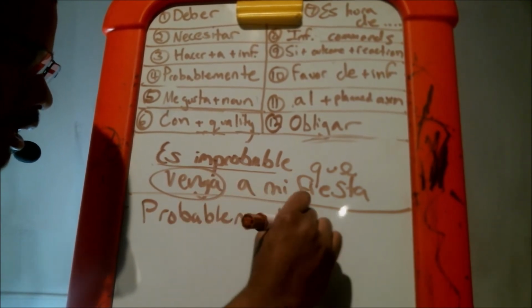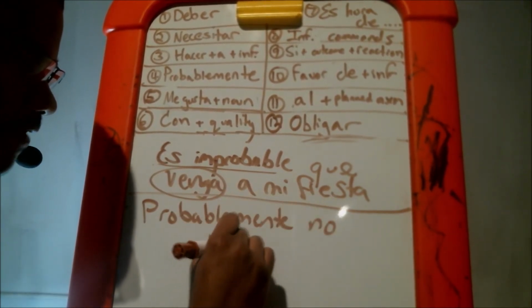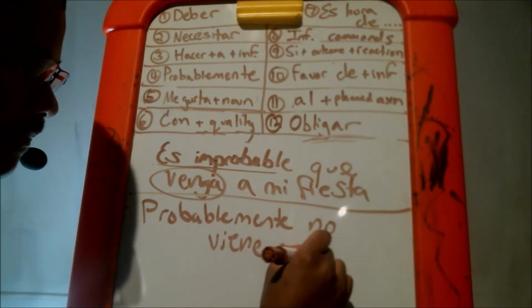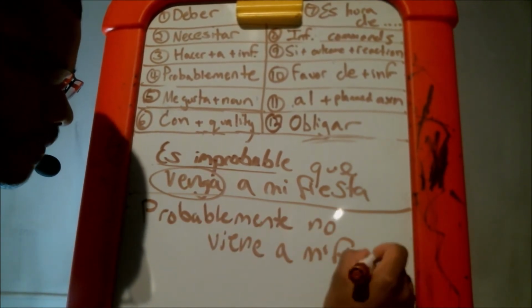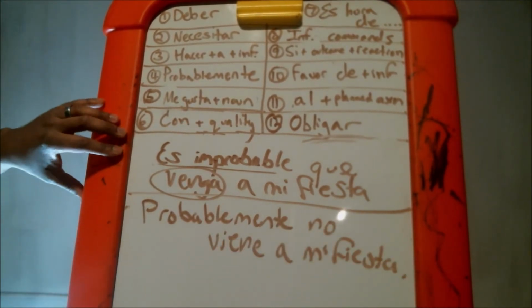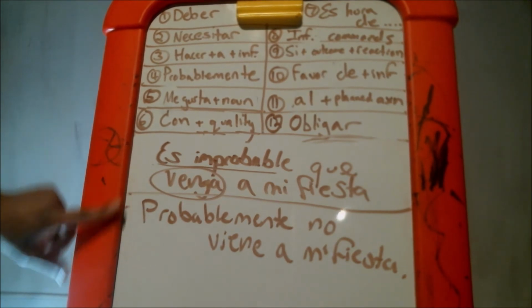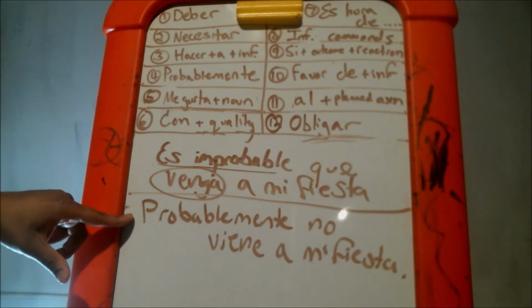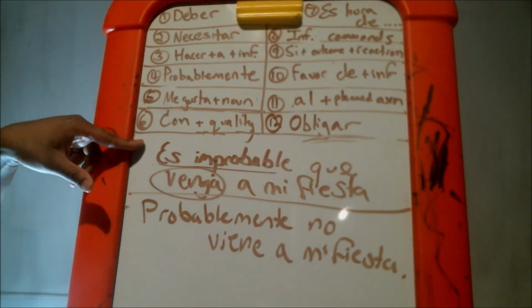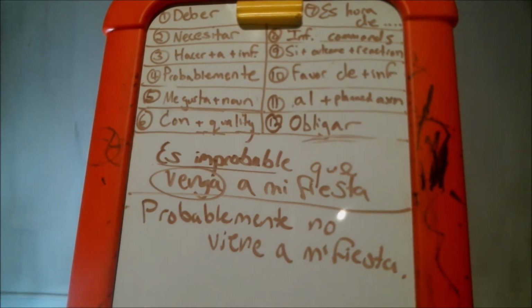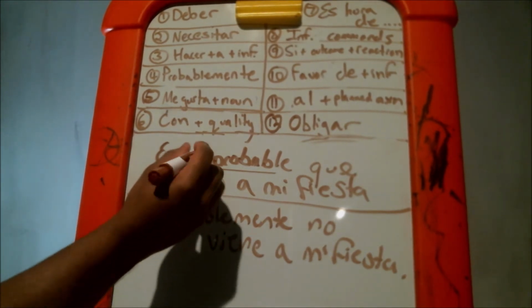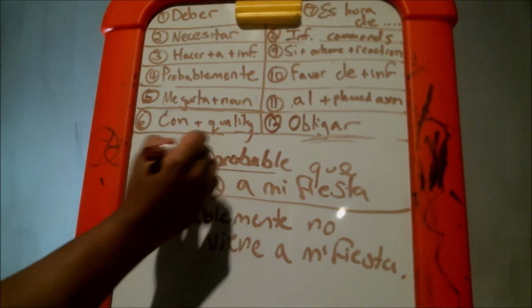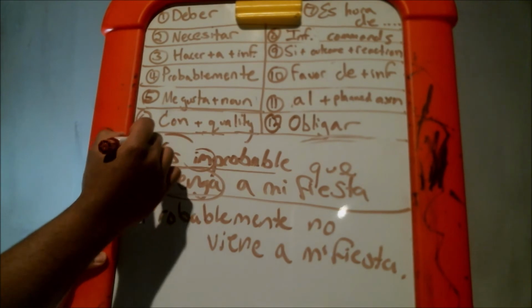Probablemente no viene a mi fiesta. Instead of saying it's improbable that he comes, you're saying he's probably not coming. See, when you say probably, you don't need the subjunctive. But when you say improbably, you actually do need the subjunctive. So I take this negative quality and I kind of factor it out.